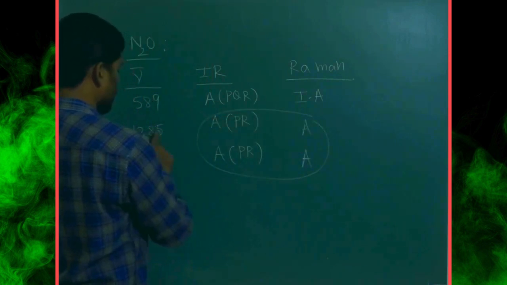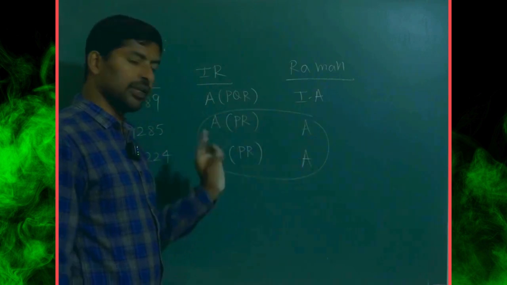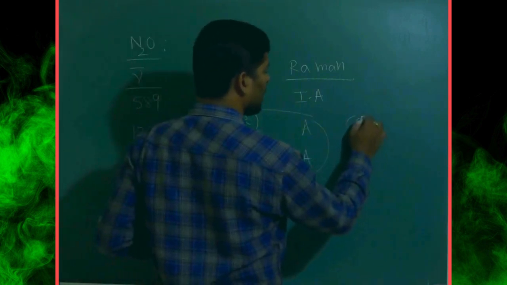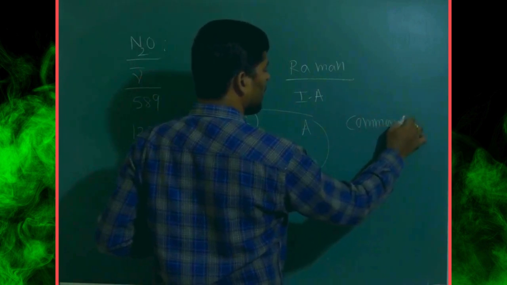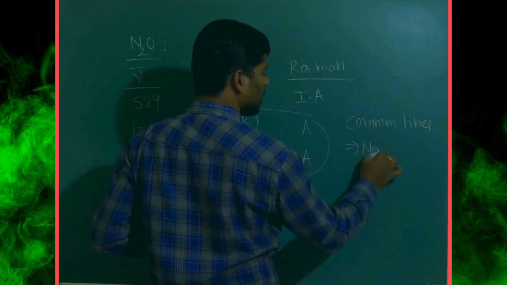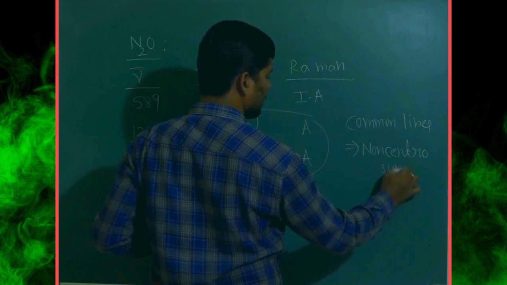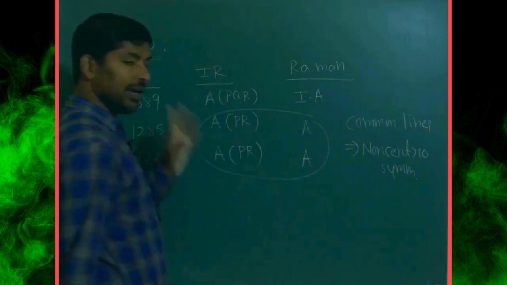Yes, these two are observed in IR as well as Raman. So some common lines are present. Some common lines present means it is a non-centrosymmetric molecule. The center of inversion is absent in N2O.